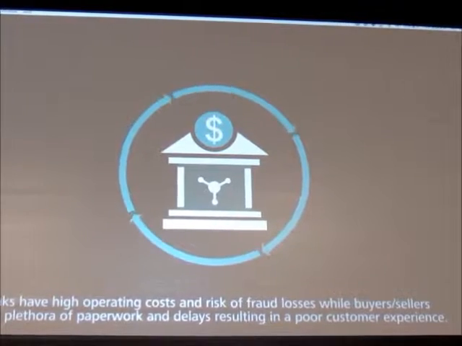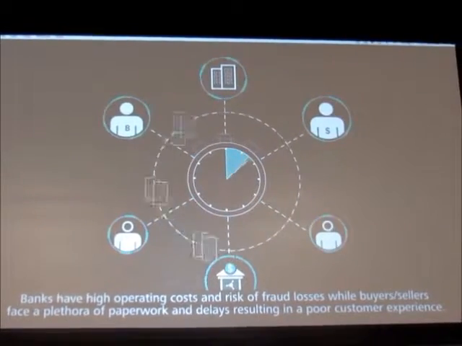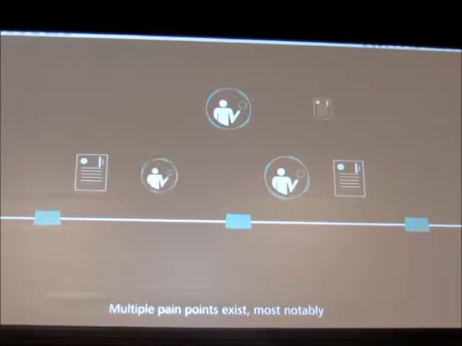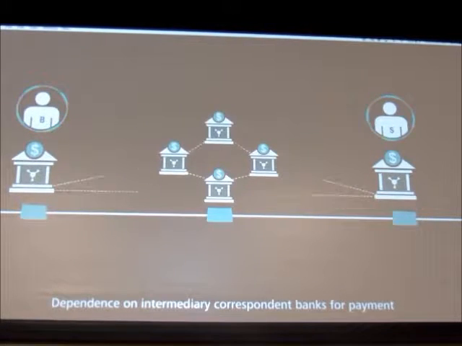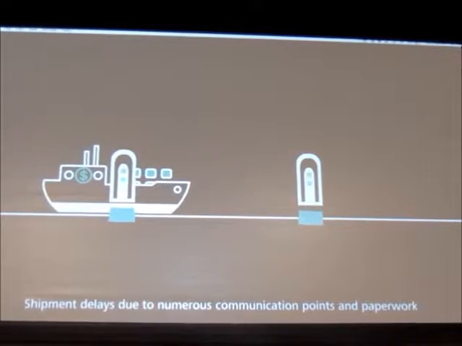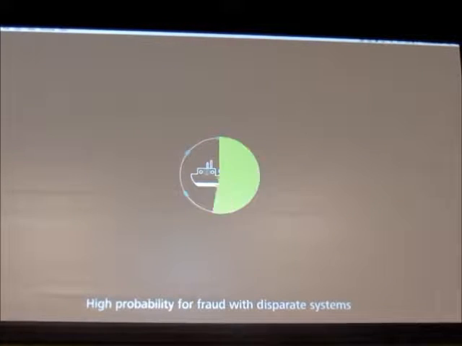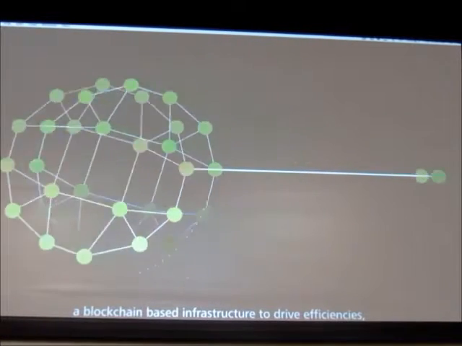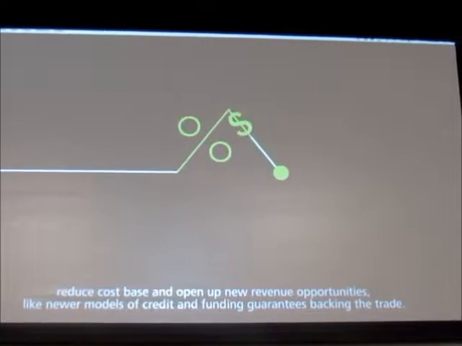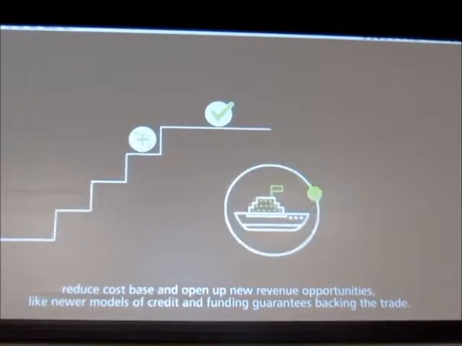Banks have high operating costs and risks of fraud losses, while buyer-sellers face a plethora of paperwork and delays, resulting in a poor customer experience. Multiple pain points exist, most notably, onerous manual review of financial agreements, dependence on intermediary correspondent banks for payment, shipment delays due to numerous communication points and paperwork, high probability for fraud with disparate systems. Deloitte has reimagined how trade finance can operate, leveraging a blockchain-based infrastructure to drive efficiencies, reduce cost base, and open up new revenue opportunities, like newer models of credit and funding guarantees backing the trade.